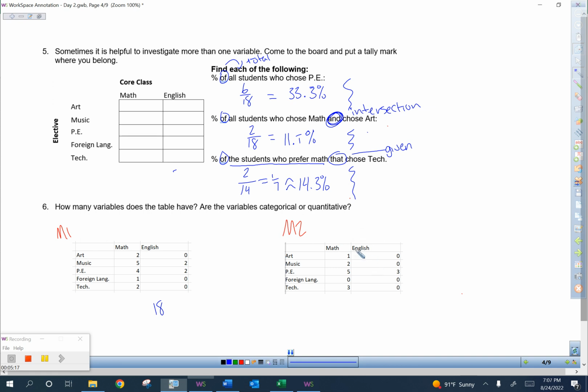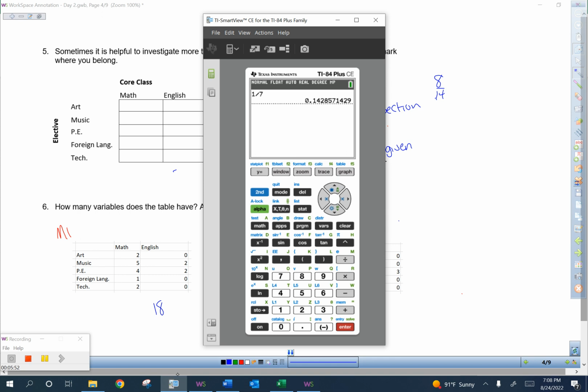So this one only had 14 students in it, and we're going to do the same process. Our total will change then to 14. And again, this first one wants chose PE. So our PE row here is 5 and 3 together is 8. And then we've got 8 over 14. We're going to take a look at that as a decimal. Okay, again, this is a situation where it repeats, but it takes a while to repeat, so we're just going to round about 57.1.